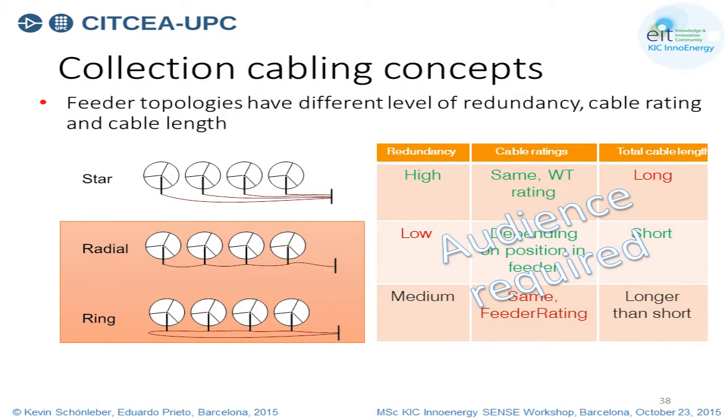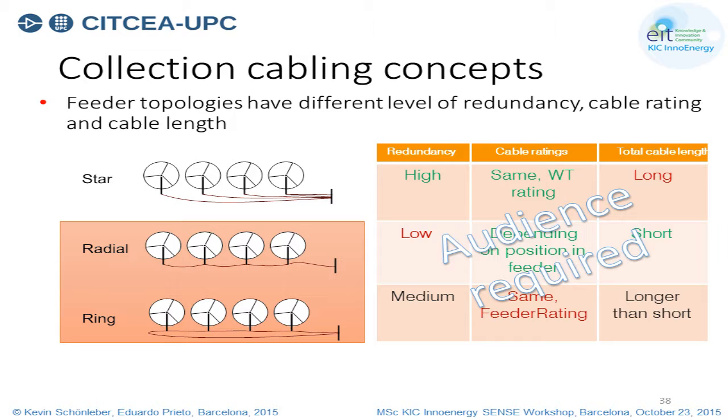If you don't know the answer, we can discuss how we have to fill this table. We'll start with redundancy of the star, in comparison to the other topologies. What do you think? How redundant is it? The star topology? Quite redundant, because every turbine has its own cable, and if one turbine or one cable fails, the others can still operate. So high or top. Then the radial in comparison to the ring. It's low. Yeah. And the ring a little bit higher.